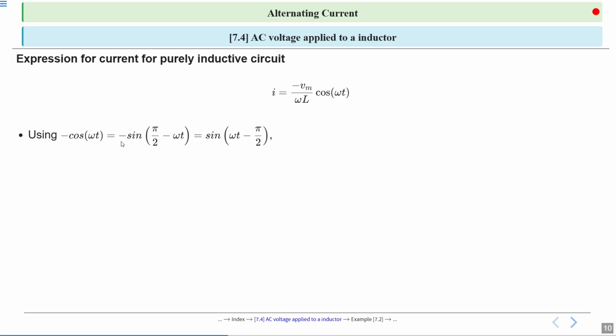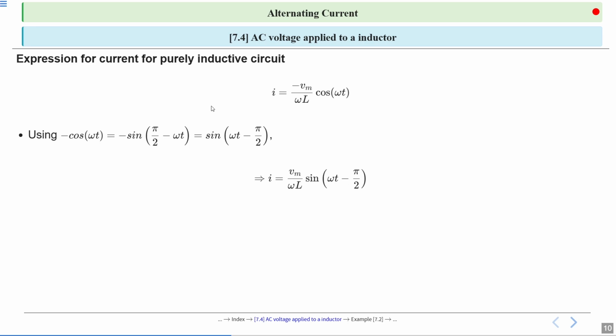So it is going in reverse. If minus sine pi by 2 minus omega t is there, the negative sign can go inside also. So the negative sign will go inside, giving sine omega t minus pi by 2. Got it? So minus cos omega t will become sine omega t minus pi by 2. So the expression for current will finally be equal to Vm upon omega L sine omega t minus pi by 2. Now you can see the phase is not the same.